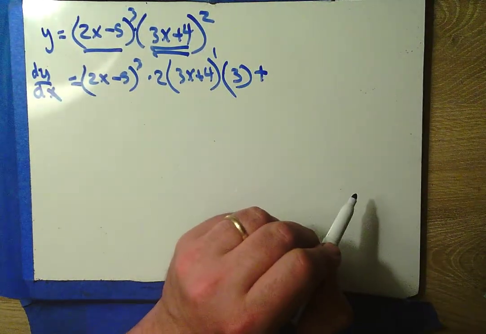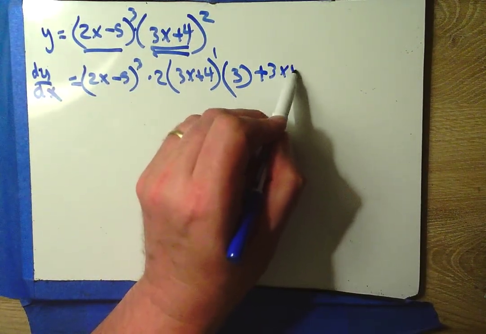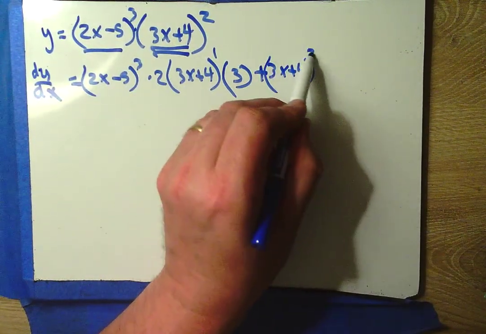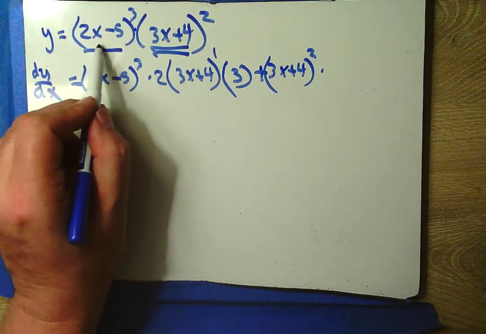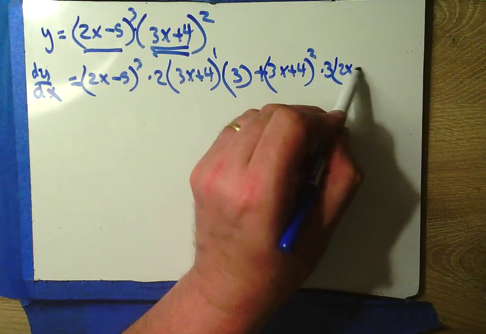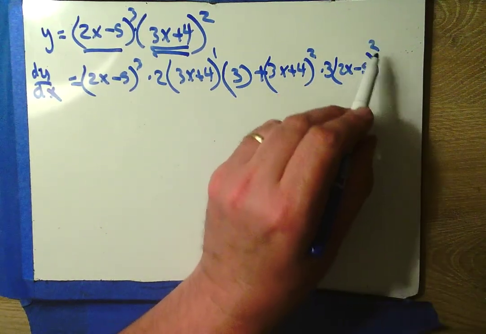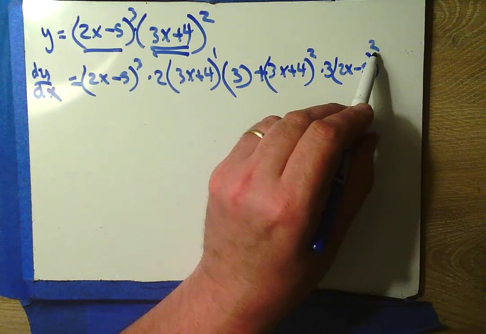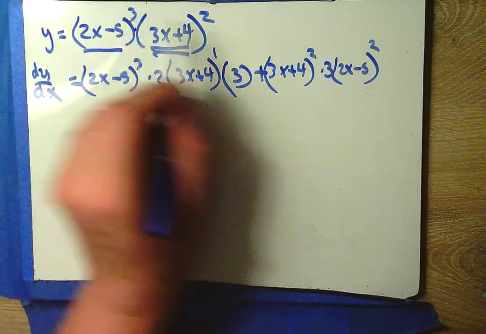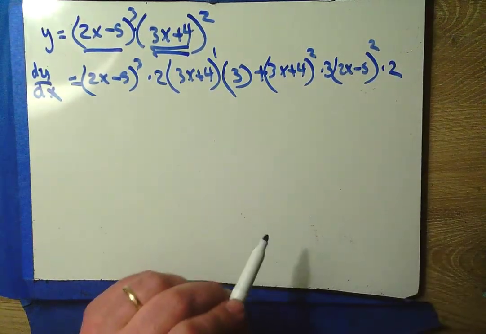Plus, that's only the first half of the product rule, this (3x plus 4) squared times the derivative of this piece over here. Bring down the 3, (2x minus 5), subtract 1. Again, a lot of people are going to leave that 2 off. That's a 2 there. It was 3. It's got to go down by 1 times the derivative of the inside function.